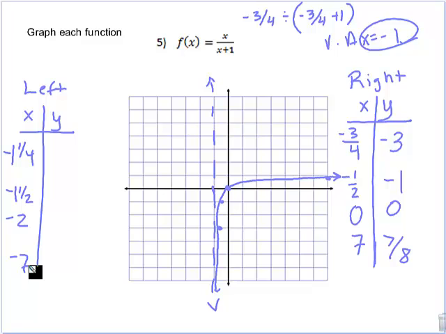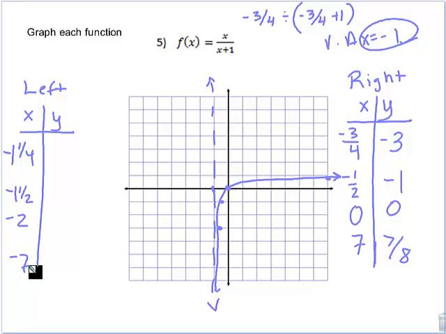Why are we using like halves and fours? Because we need to see what this graph is doing close to the vertical asymptote. So here, as we got close to the vertical asymptote, we saw that it was going downwards. If we didn't have those 2 points here, we would not have known what was going on.